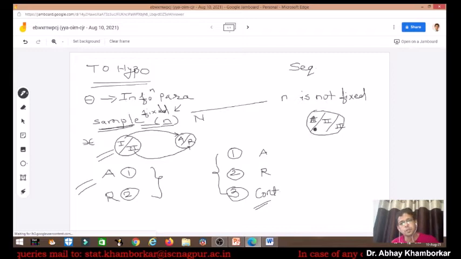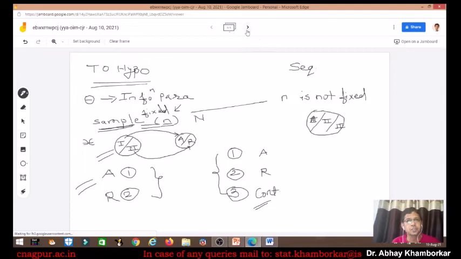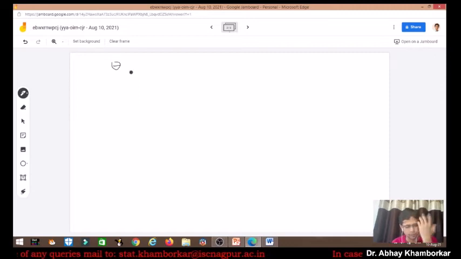So three parts will be created as far as our sample space is concerned. Three possible decisions are there, and n is not fixed. So this is basically the major characteristic of the sequential testing. Now, n is not fixed means, suppose you want to test certain information about the population parameter theta, right? Now to test this information, this information will be put in terms of the hypothesis, right?